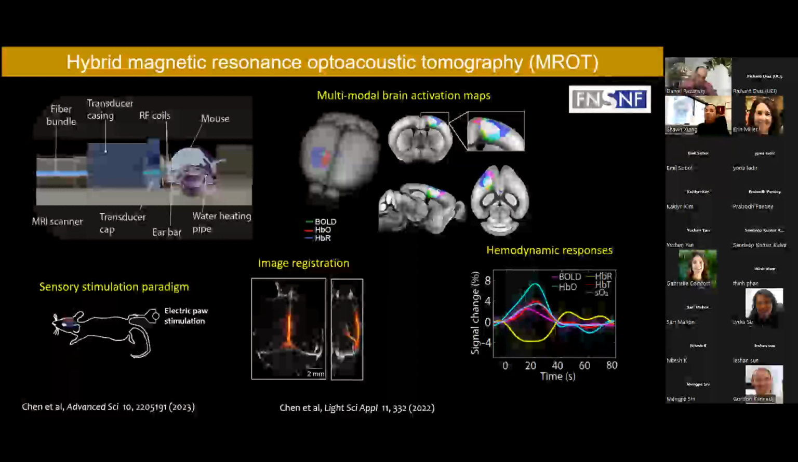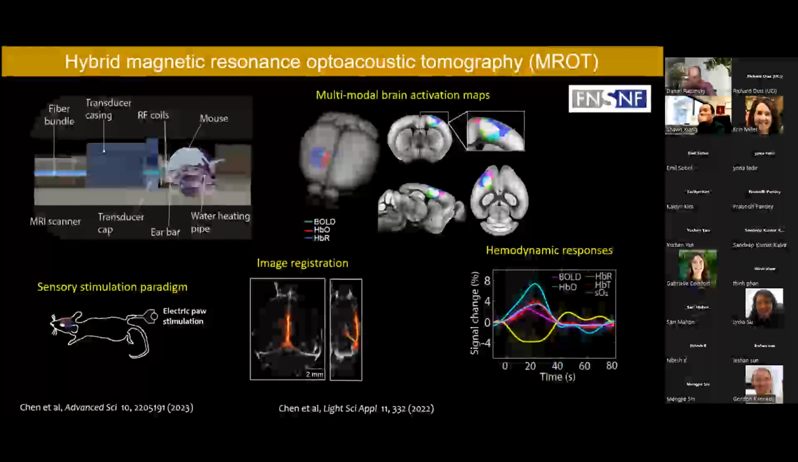So now we start looking into all the hemodynamic responses, both from the BOLD contrast of fMRI and also the oxy and deoxy contrast of optoacoustics, and the results are quite exciting because we now can really correlate one-to-one this mysterious BOLD contrast to another modality that records simultaneously both oxygenated and deoxygenated components of the hemodynamic signal.